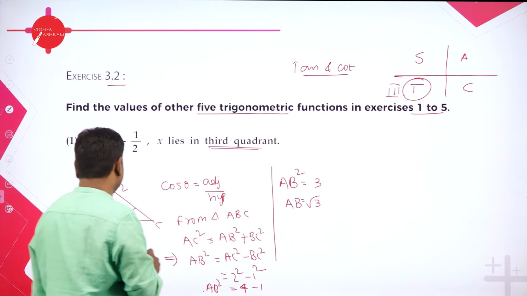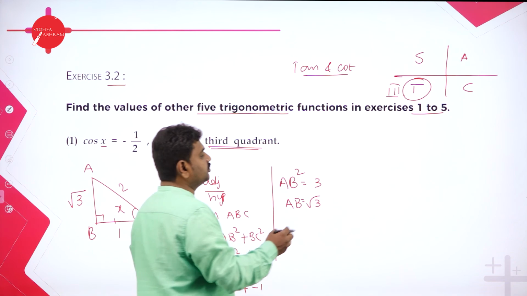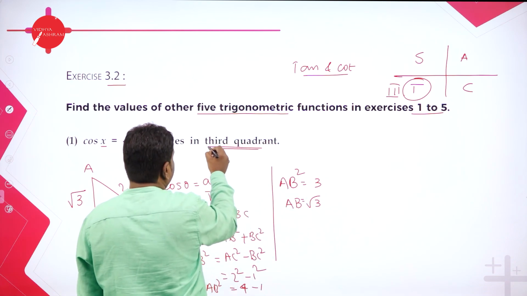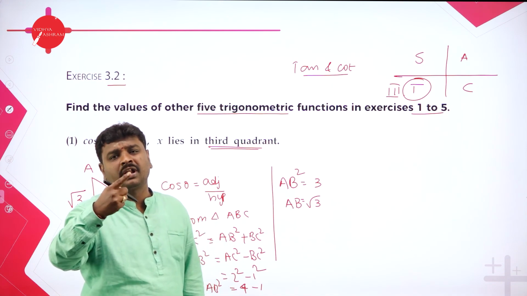First get the third side. Now we got the third side. What is the third side? Root 3. Now you can write all the trigonometric functions by definitions, but you should see the quadrant. The quadrant is third quadrant. In third quadrant, only tan and cot are positive, remaining all are negative.